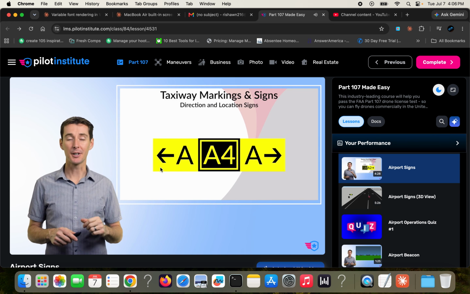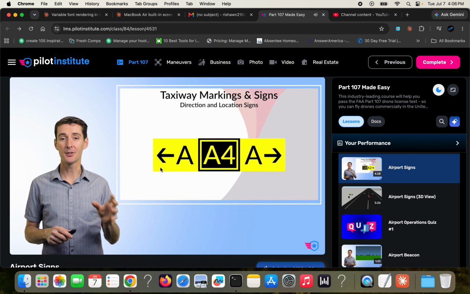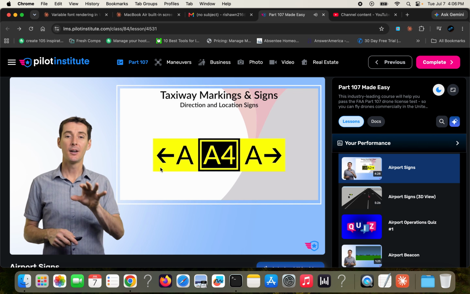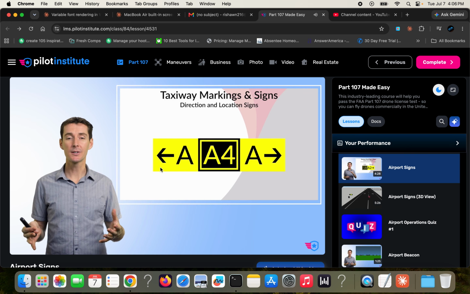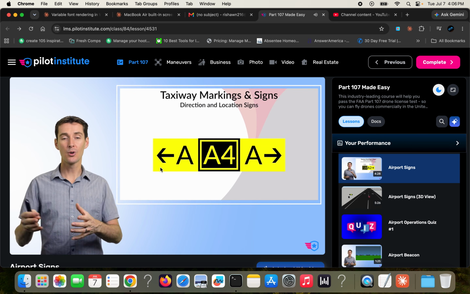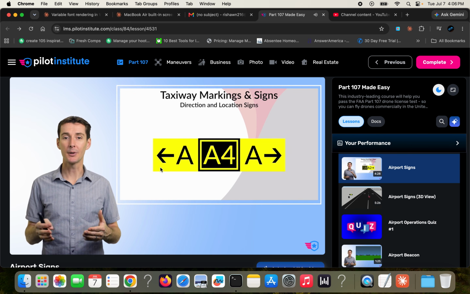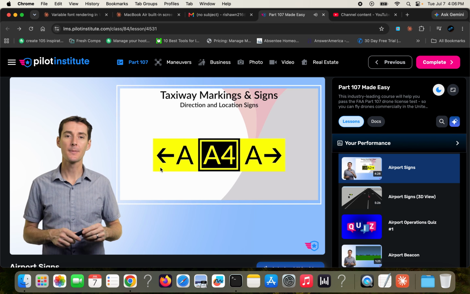There's two different types of markings. There's markings for taxiways and there's markings for runways. On the taxiway, this is what you're going to find. The taxiway is the roads that's going to help us to get to the runway. Okay, that's what we call a taxiway. We're going to taxi to the runway.